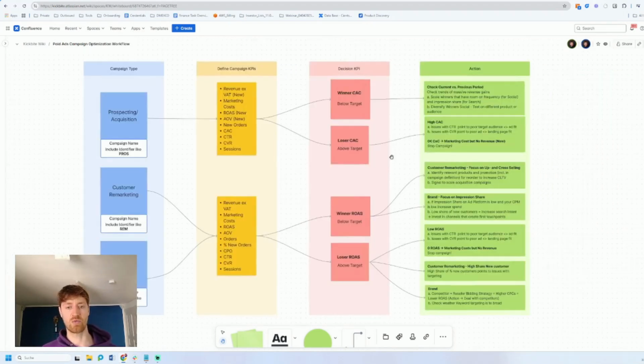Building our winning and loser systems for the views, which means taking out those campaigns that are below or above the target we set for the customer acquisition cost for prospecting campaigns and for the return on ad spend for customer remarketing and brand. For those two, we look at a broader KPI, ROAS, because there actually is a mix of new and existing customers depending on your specific brand strategy.